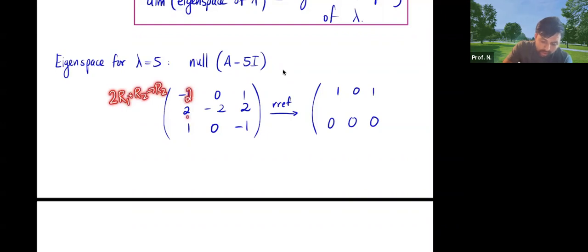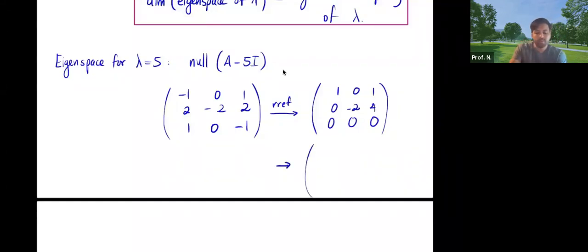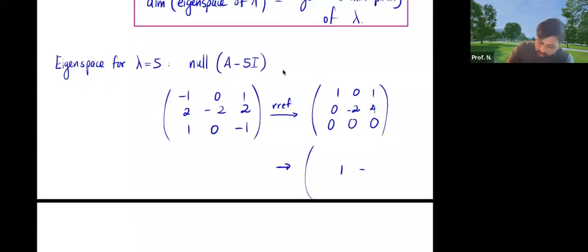If I multiply this by 2 and I add this, I get 0. If I multiply this by 2 and I add it, I still get -2. And if I multiply this by 2 and I add this, I get a 4. But then I can make that into a pivot if I divide by -2, so I get 1, -2, and I get 1, 0, 1, 0, 0, 0, 1. So that's the row reduced echelon form. So I should write this over here. And this should be 0, pardon me.